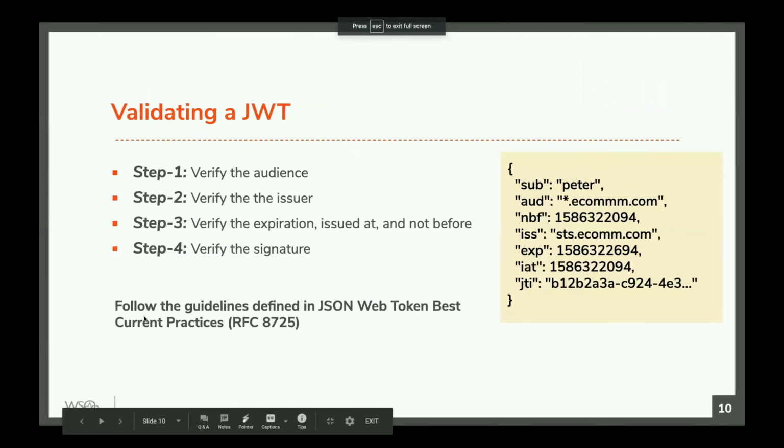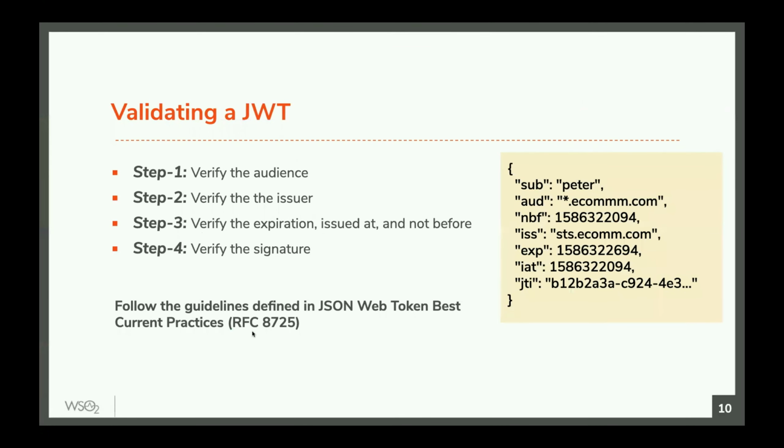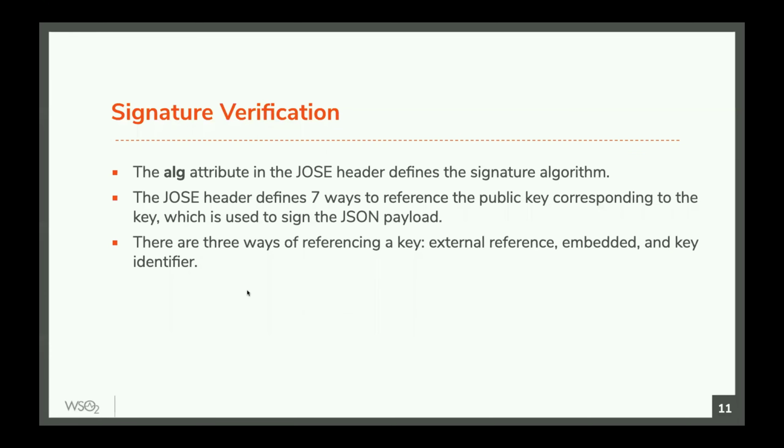Now you validate the signature. You can have a look at RFC 8725. It defines best practices in creating a JWT and also verifying a JWT. To verify the signature, first you can look at the ALG, or the algorithm attribute, in the Jose header. If you just take the JWT spec itself, you can use any value for the algorithm parameter, which is coming from the JWA spec.